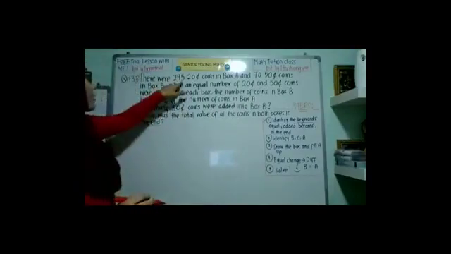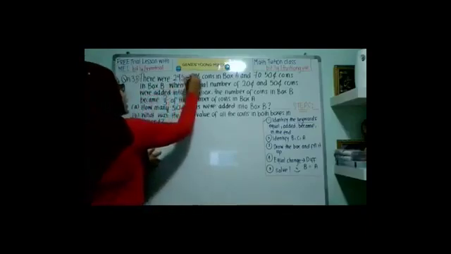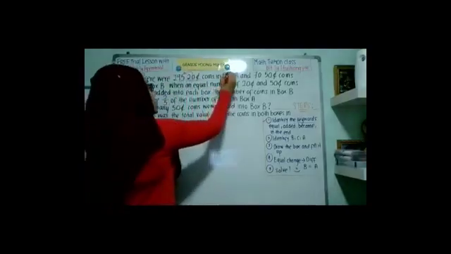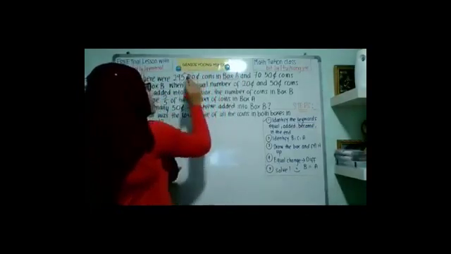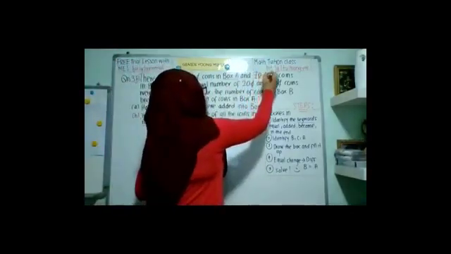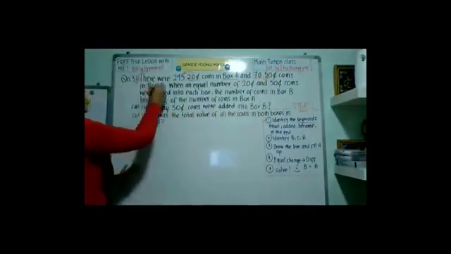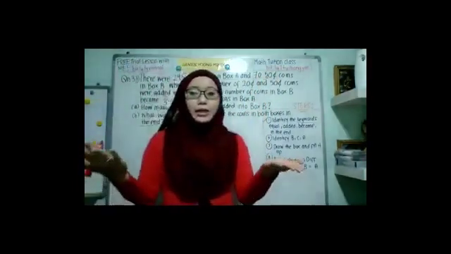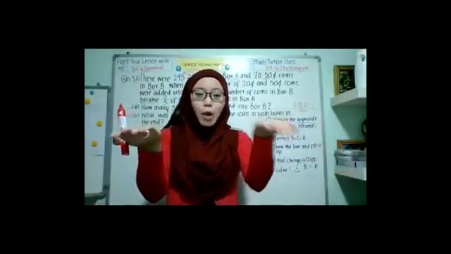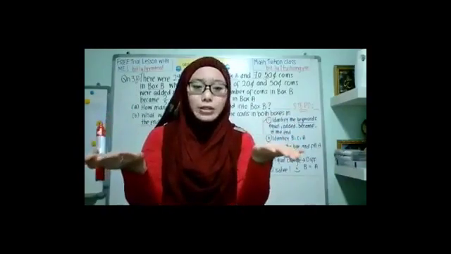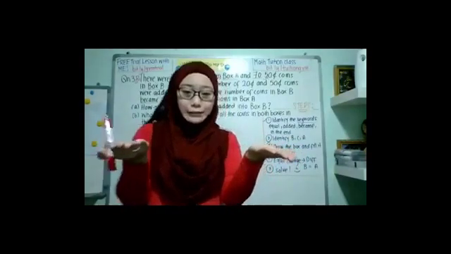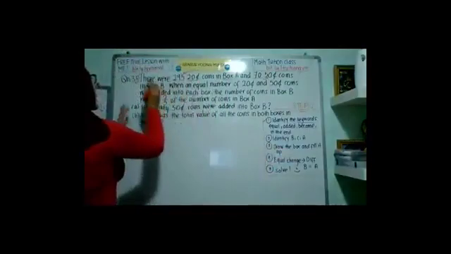Okay, so 295 20-cent coins. The 20-cent coins is actually 295 in box A. So in box A, you have 295 20-cent coins. Then they say 70 50-cent coins in box B. So there are 2 items for my before. One is box A, one is box B. Box A is filled with 20-cent coins. Box B is filled with 50-cent coins. Clear? Okay, so this is my before.